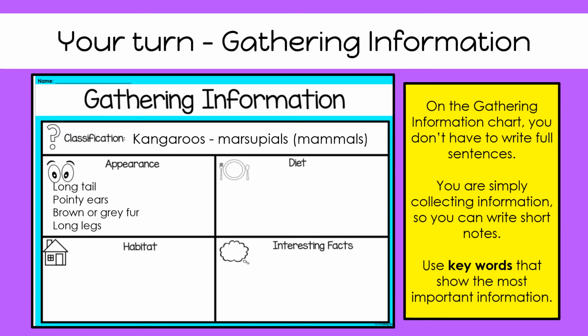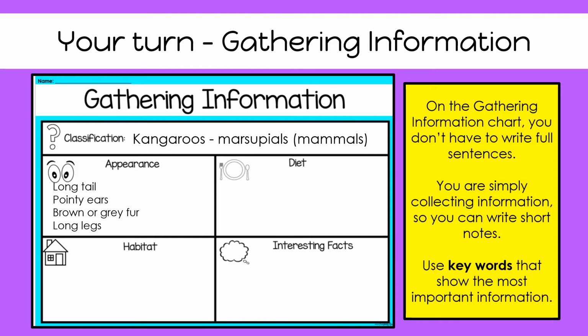Hopefully you kept your gathering information chart from yesterday's lesson where you would have written down the keywords or short notes about your chosen Australian animal. The animal that I chose for this example was kangaroos, and you can see that I've got the classification information at the top, and I've also got my appearance information in that section. So I've got my short list describing what kangaroos look like.